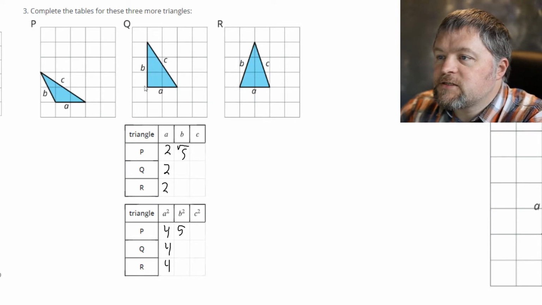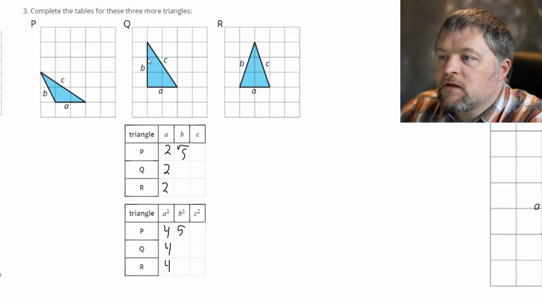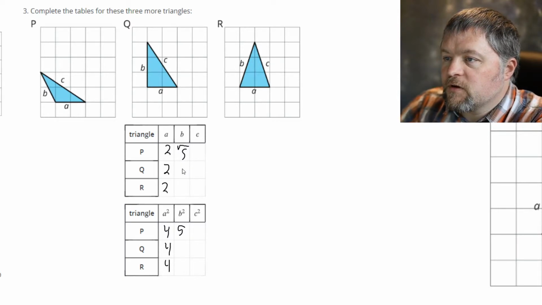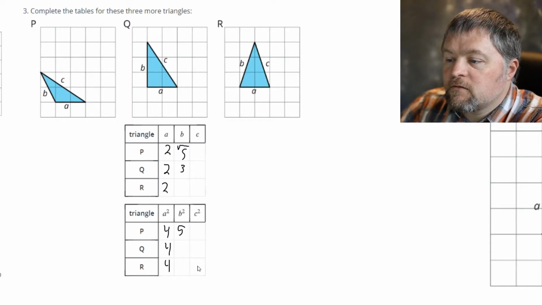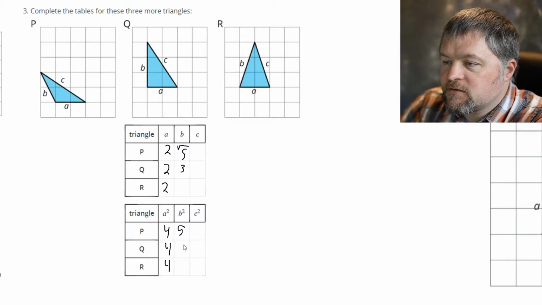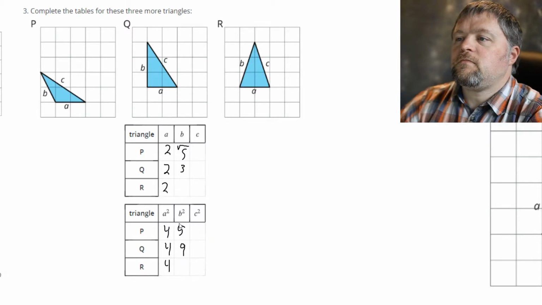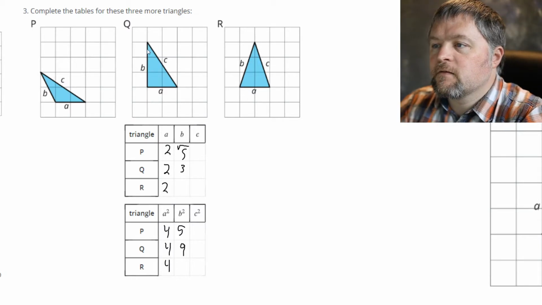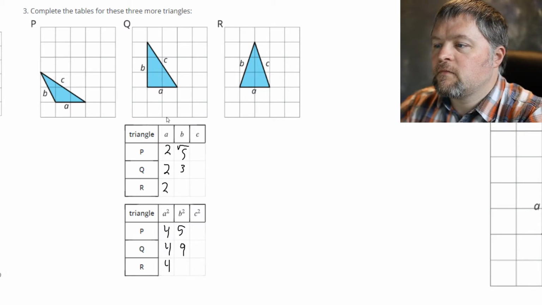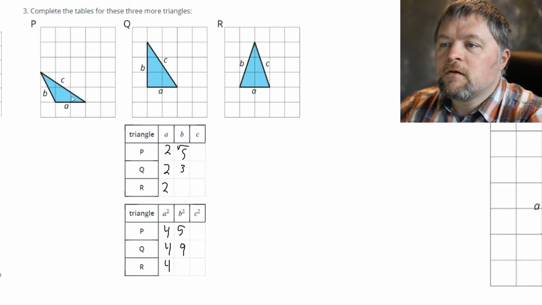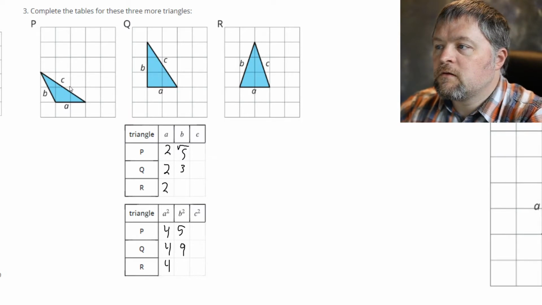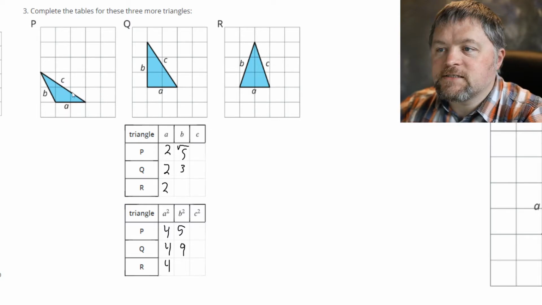Side B on this triangle is just 3 units. 3 squared is 9 units. Okay, I think those are all of the easy ones.